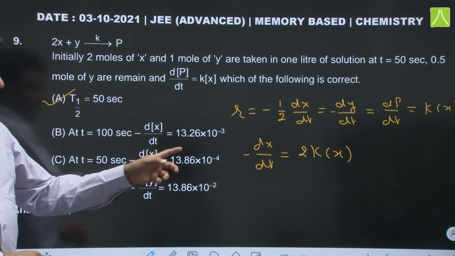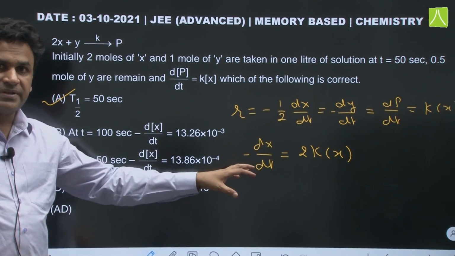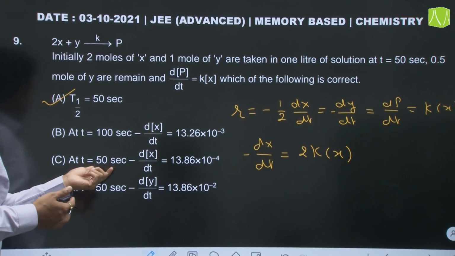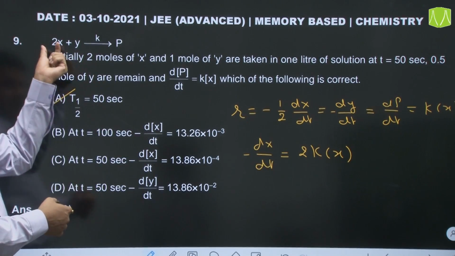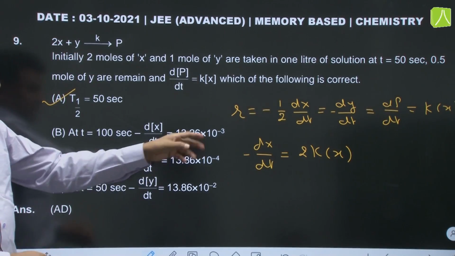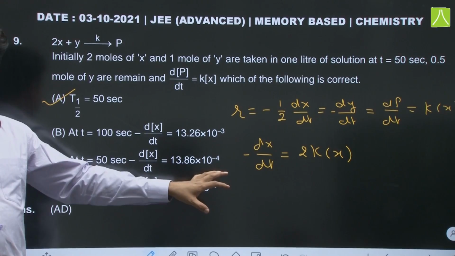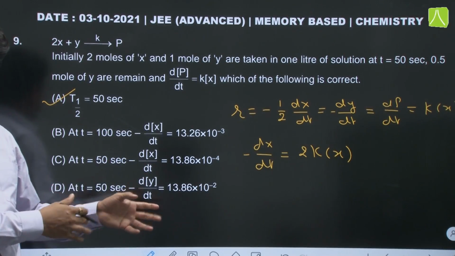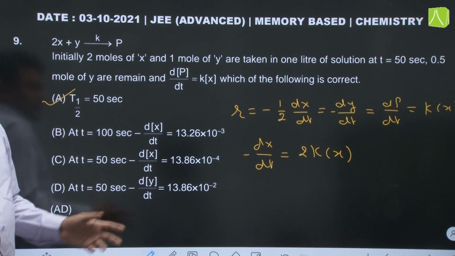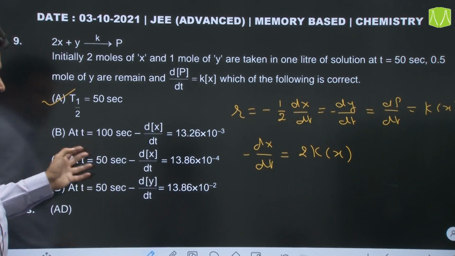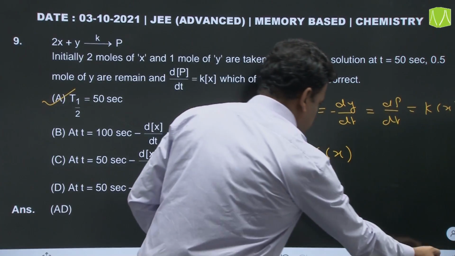So that way k can be calculated, and by substituting the value of k, we can calculate dx by dt at t equal to 50 seconds, because at t equal to 50 seconds the amount of x will be 1 mole. So by substituting the value of x and the value of k, we can check which of the following options is correct. So it's a good question. We should identify that the reaction is of first order, and then we can do the calculations.